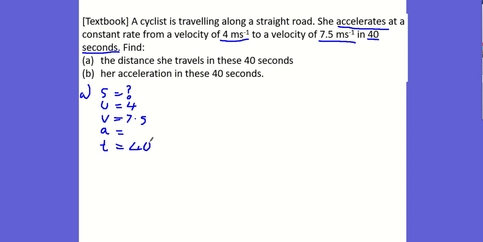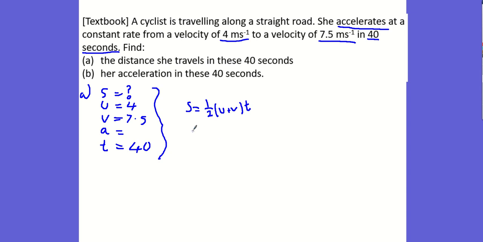The idea is if you know 3 out of 4 of these quantities, then you can get the 4th one using a Suvat equation. Looking at these, the equation that's going to help us get S is the one we had before, with S in it, given by S equals half times (U plus V) times T.